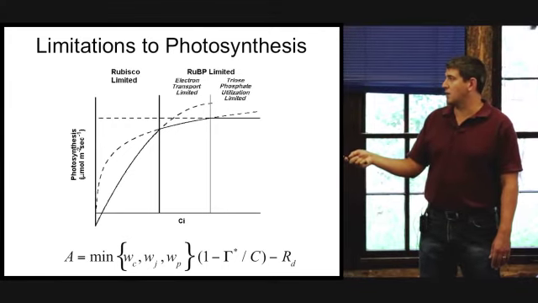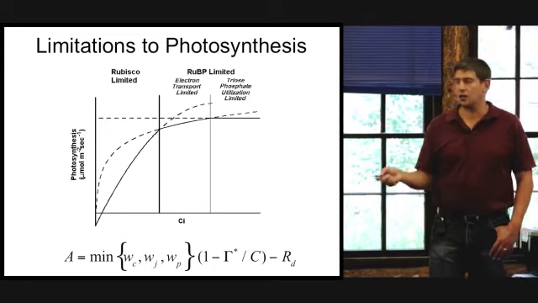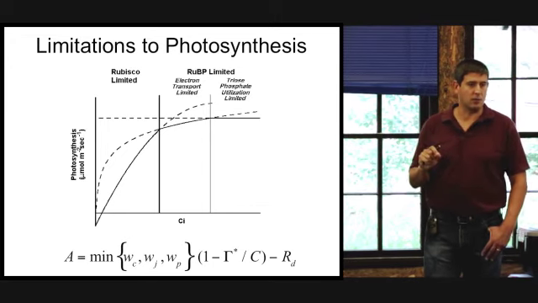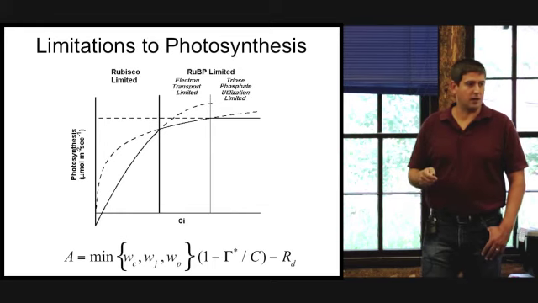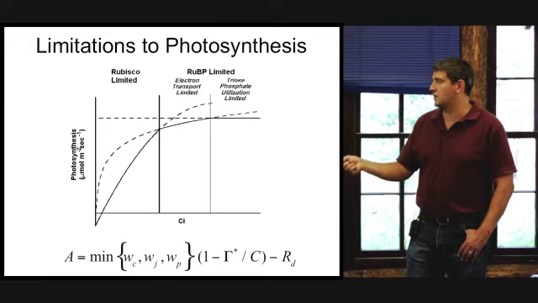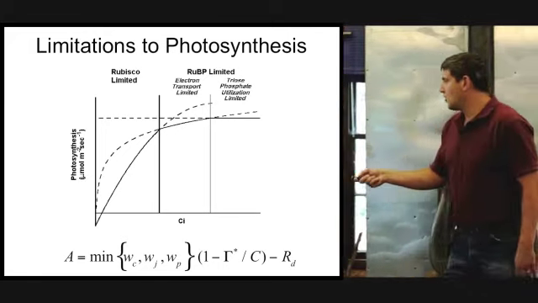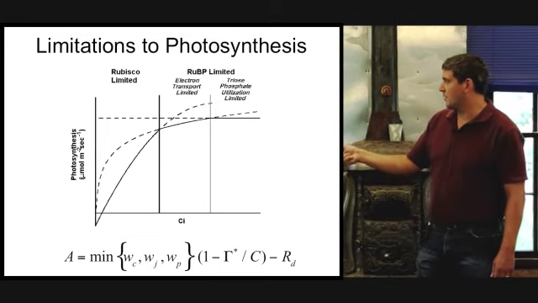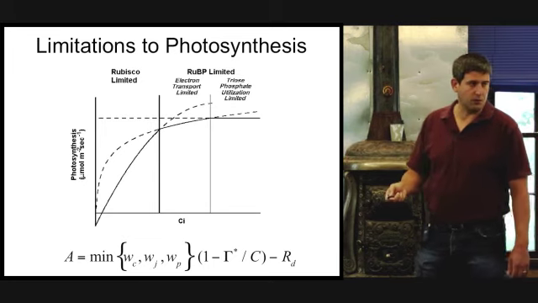And then at some point, your A-Ci curve becomes completely unresponsive to any increases in CO2, and that's because you're triose phosphate utilization limited. In some cases, this can actually go down, and I'll talk about that in a bit. So what we need to do is model basically each of these lines separately. And down here, your actual photosynthetic rate is the minimum of carboxylation limited versus electron transport limited versus triose phosphate utilization limited photosynthesis.